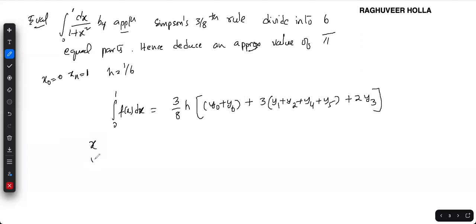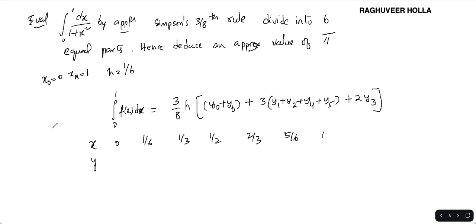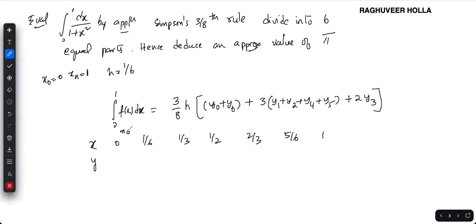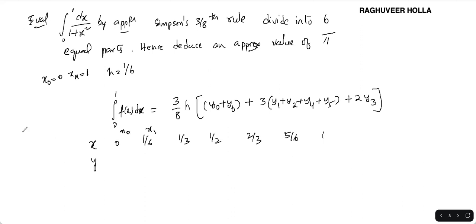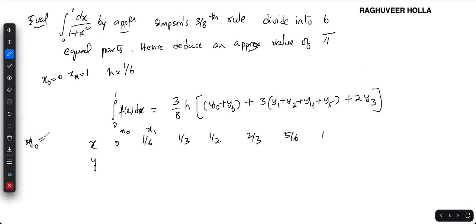So this is 0, 1/6, 1/3, half, 2/3, and this is 1. These are your x values, from x naught to x6. Let us find what is y naught: 1 divided by 1 plus x naught square, which is 1.